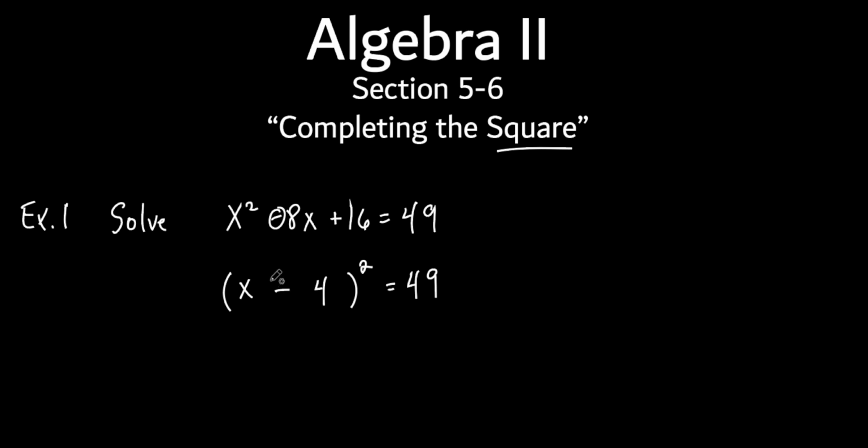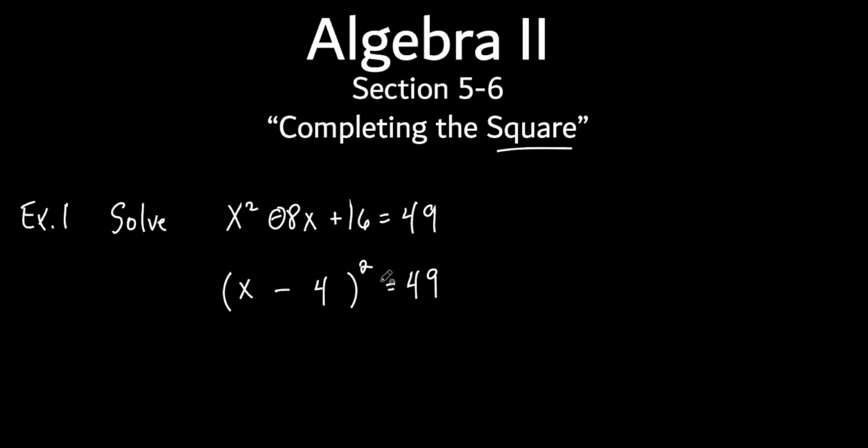Everybody with me so far? It's just a regular factoring. Now we got to solve for x. So what do we do to solve for x? What do you think the first thing is? Do I want to get rid of that minus 4 first? Nah. What's happening to that whole x minus 4? It's being squared. How do I get rid of something that's being squared?